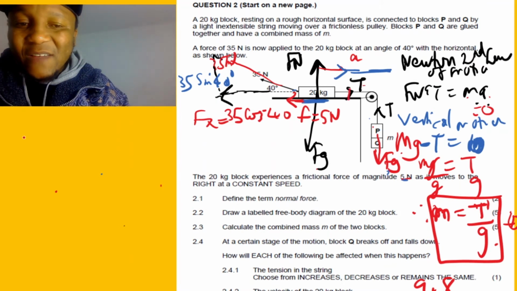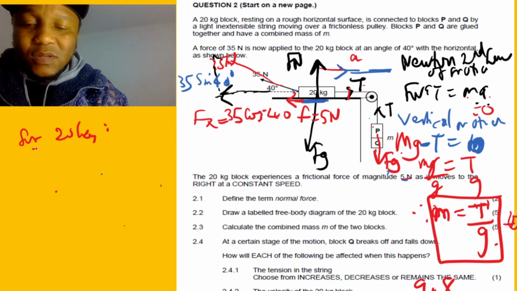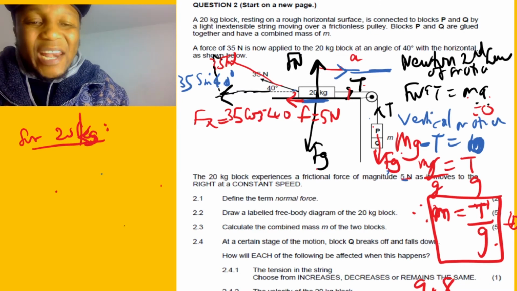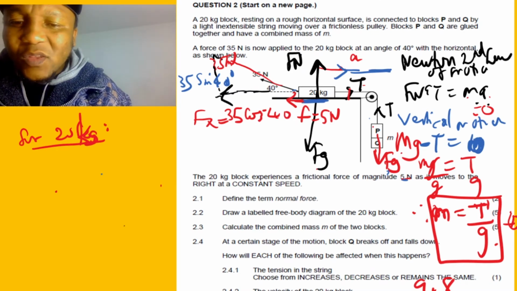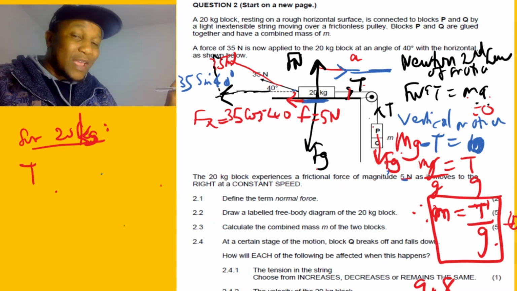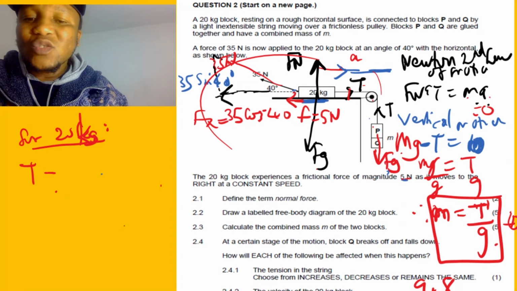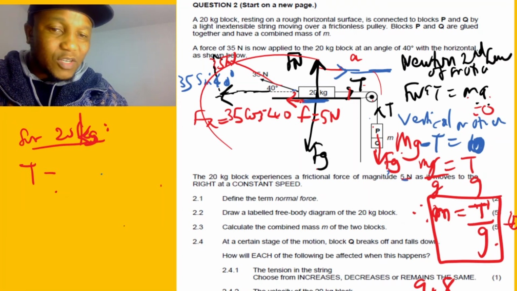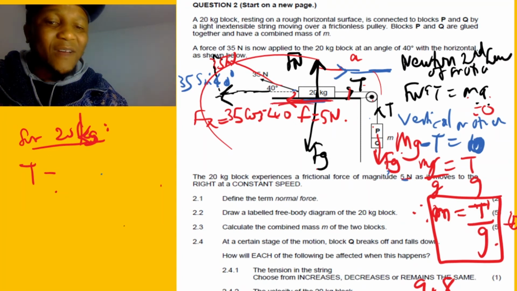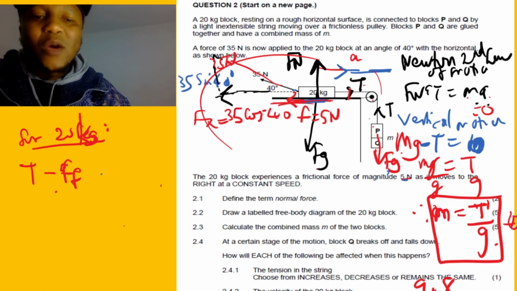So for the 20 kilogram object, from Newton's second law of motion, don't forget it, which force is bigger? Tension, because it is moving that way, and the only force on that side is tension. We minus any force which is opposing. What is opposing? The friction force, the 5 newton friction force.